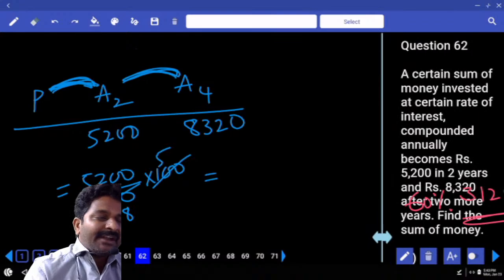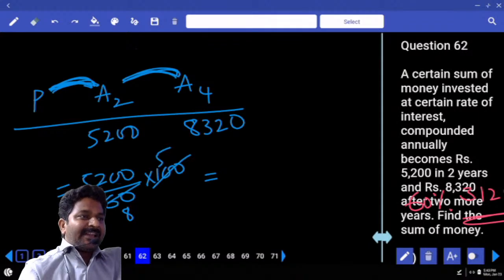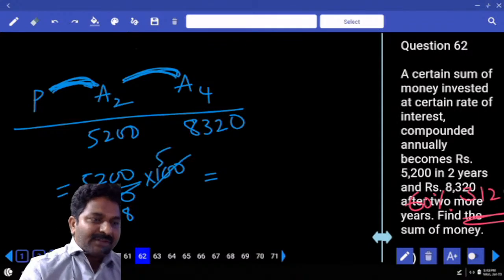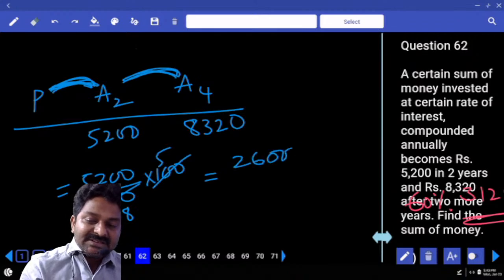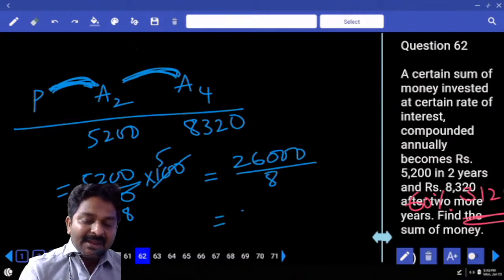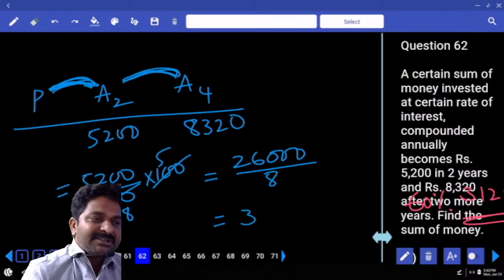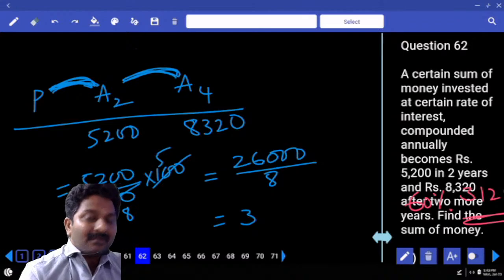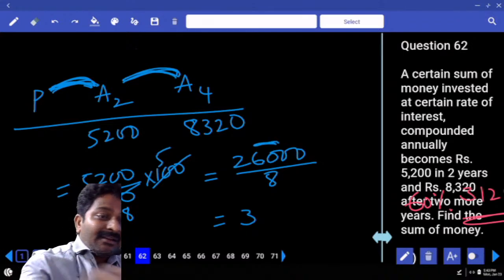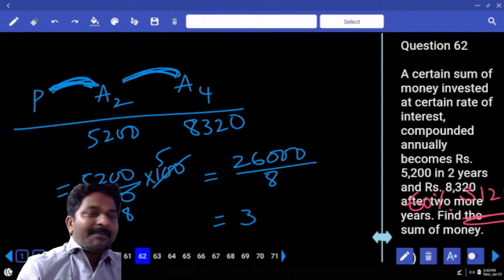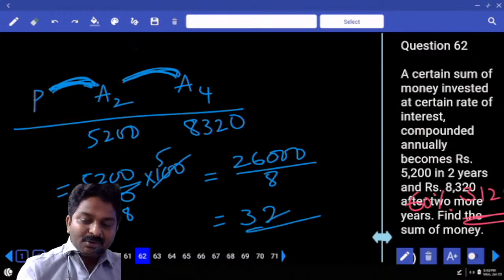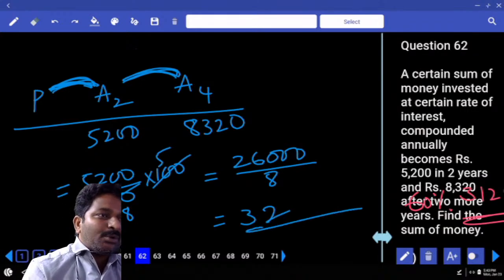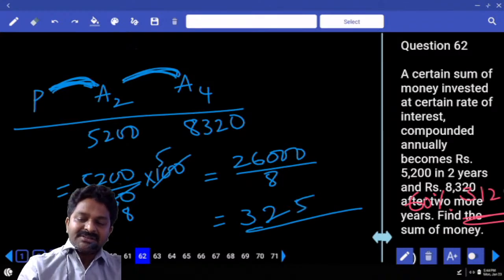Let me calculate 5 times of 5200. That will be 10 times and then half. 10 times is 52,000. Half is 26,000 by 8. 8 3 times 24. How much is left? 20. Go to options. How many are starting with 3? Alright. So how much is left here? 20. 20 by 8. How many times? 2 times. Go to options and say how many are starting with 32? That's the final answer. 3250 final.